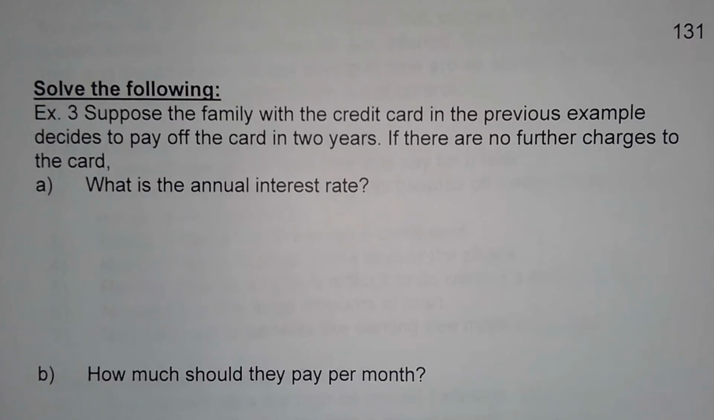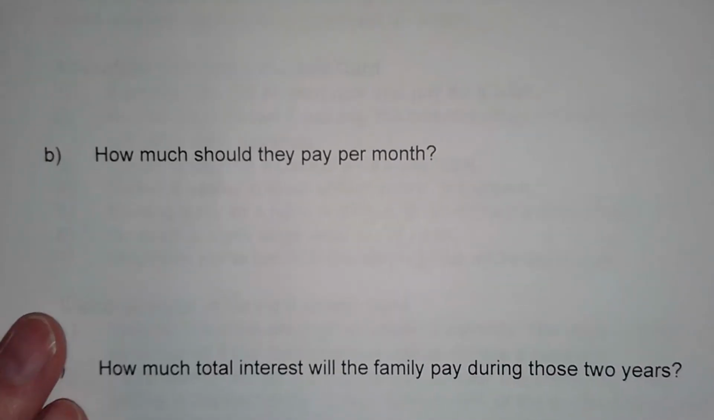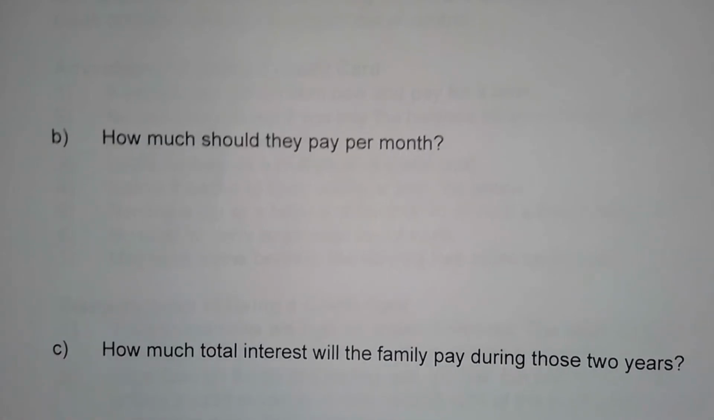Alright, so now we're on page 131 of our workbook, and we're looking at problem number 3. It says, suppose the family with a credit card in the previous example decides to pay off the credit card in 2 years. If there's no further charges on the card, we want to find out what is the annual interest rate, B, how much they pay per month, and then C, we're going to find the total interest the family will be paying during those 2 years.